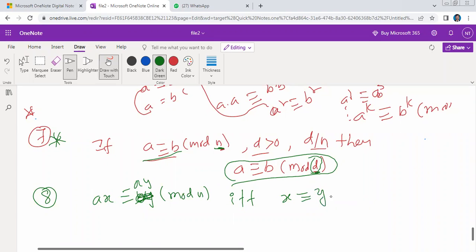X congruent to Y, it is possible for modulo n divides GCD of a comma n, a comma n, not b. Here there is only a, no b. So Ax congruent to Ay modulo n if and only if x is congruent to y, it is possible, whenever modulo n divides GCD of a comma n. This is also a very important property, these two properties.